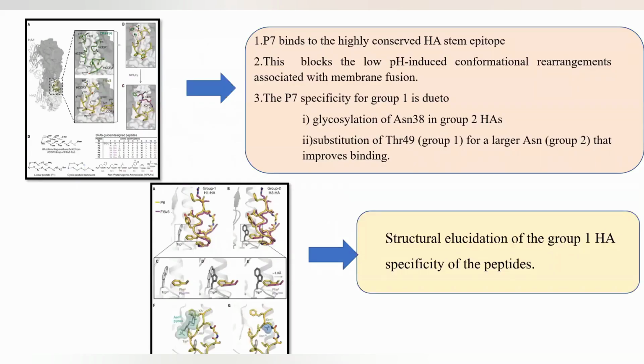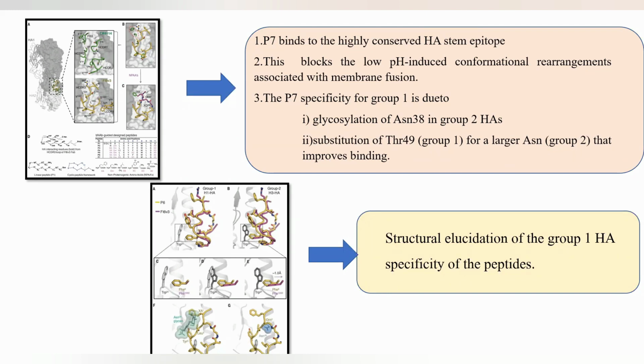Looking in depth, P7 binds to the HA stem epitope. This is where it hits the key point, the climax, where it blocks the low pH, the acidic pH, which is the prime factor that causes the conformational rearrangements, followed by the membrane fusion, followed by replication. So this is the first step in which the P7 cyclic peptide combats. It combats the low pH induced conformational rearrangements first. It blocks the entire process by its specificity, by binding to the highly conserved HA stem epitope.